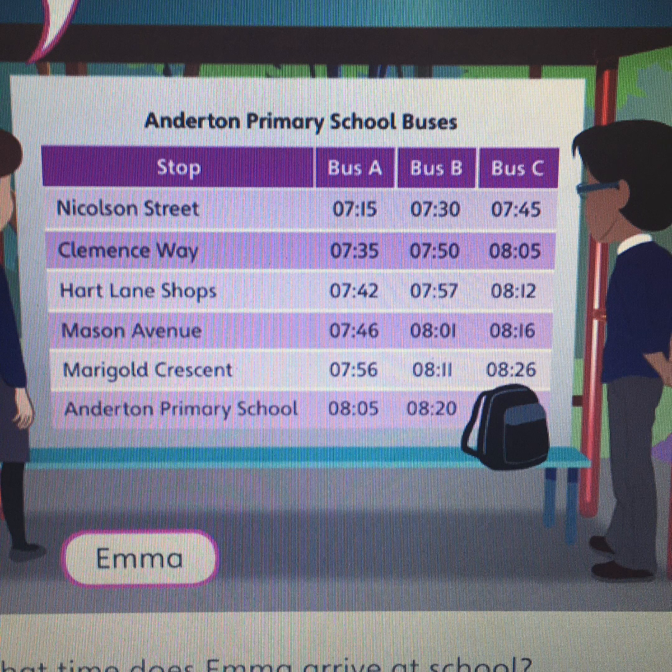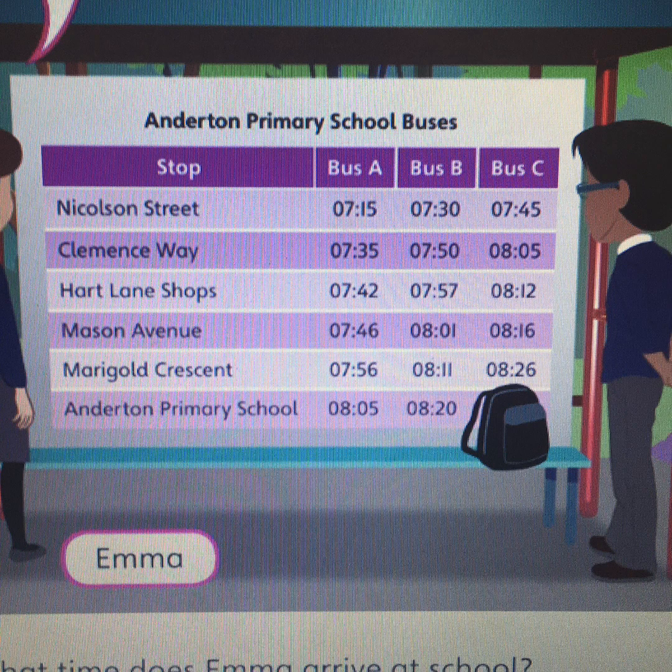Right. Second question. We've now got Max. Max gets on the bus at 7:57. What time would he get to school? So if Max gets on at 7:57, he gets on bus B from the Hart Lane Shops. So if I follow bus B down the column, he would get to school at 8:20.